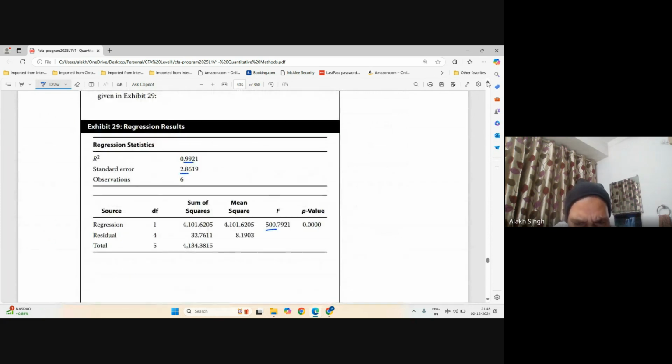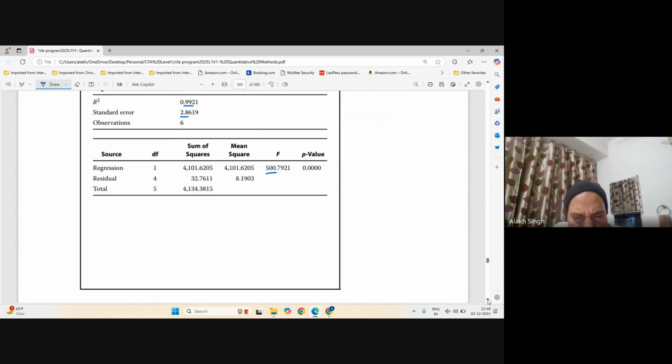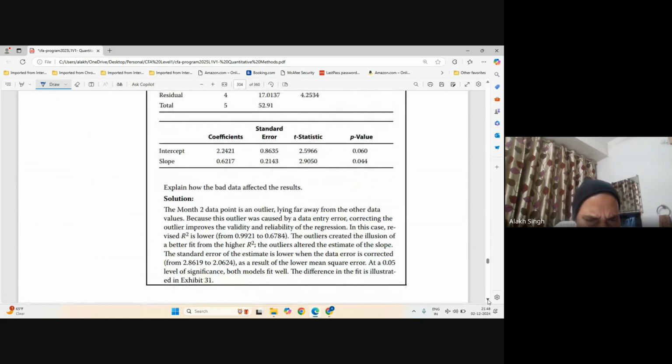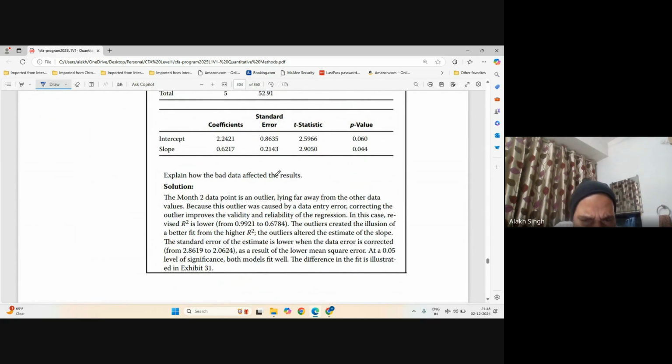F was how much here? 500. That fell down to 8. So that is what it's telling. Explain how the bad data affected the results. Month 2 is an outlier and lying far away from the other data, because this outlier was caused by entry error. Correcting it, R square is now lower after correction.